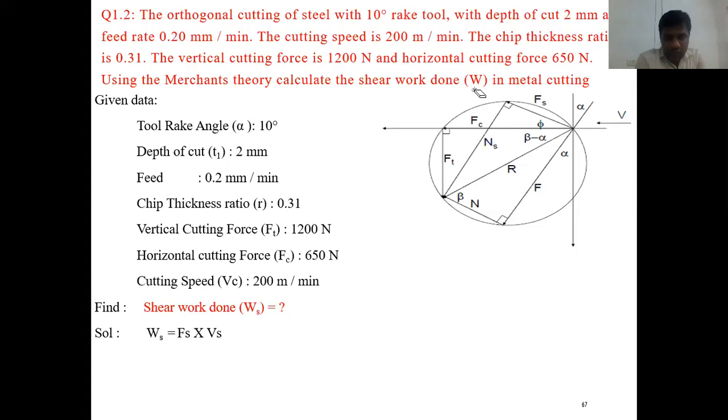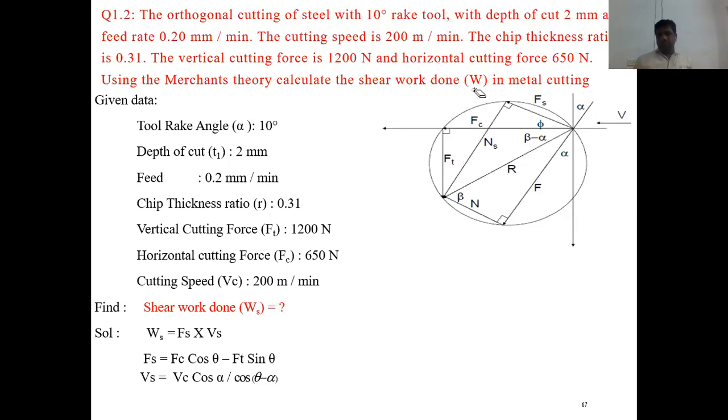We have seen the forces, how to calculate them, and we have also seen velocity, right? If you know this formula, work done equal to Fs into Vs, you can calculate the work done. So how to calculate Fs? We have seen this a few slides before. Fs is obtained from Fc and Ft; both terms are given in the question. If you know Fc, Ft, the alpha value, and the R value, you can even calculate theta, right?